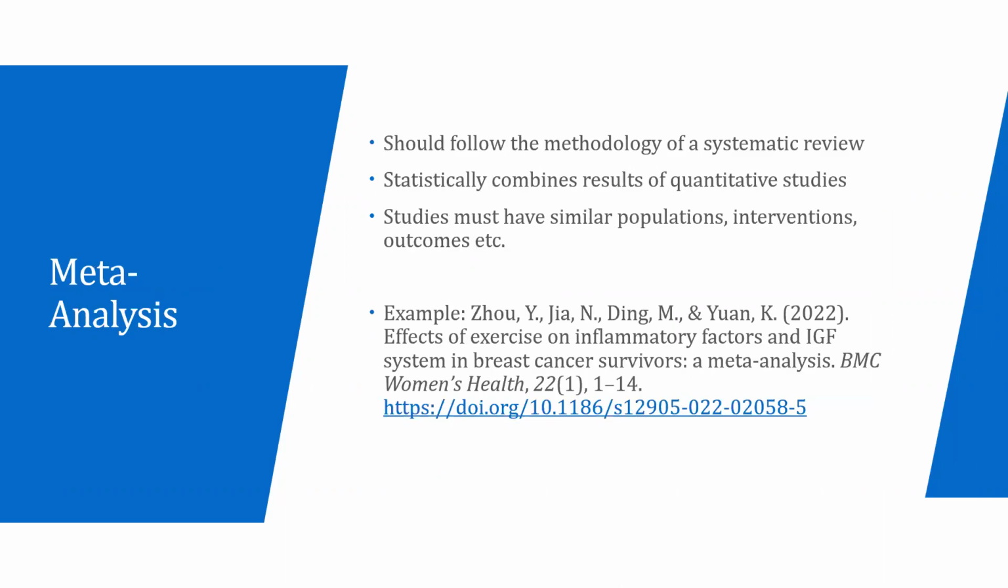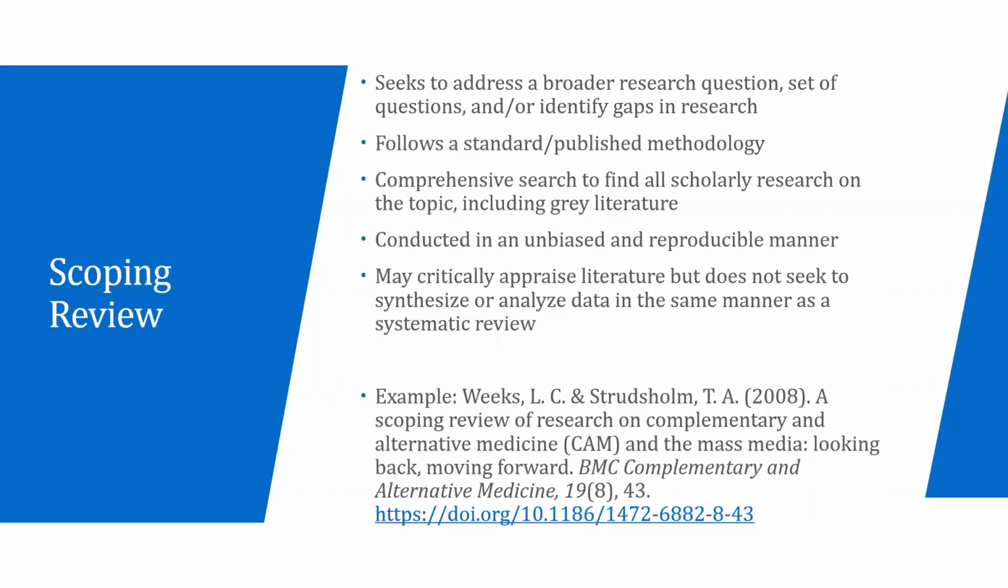A meta-analysis, of course, includes all the things of a systematic review, but also evaluates and synthesizes the evidence as well. Then you have your scoping review, and you, from there, identify a question, identify relevant studies, chart data, collect or collate, summarize, and report. It seeks to address a broader research question or set of questions and identifies the gaps in the research and literature.